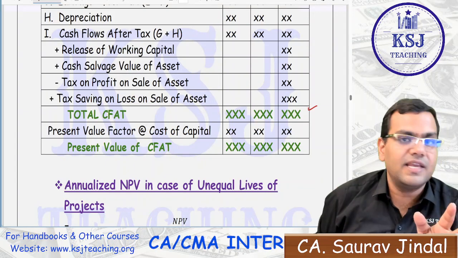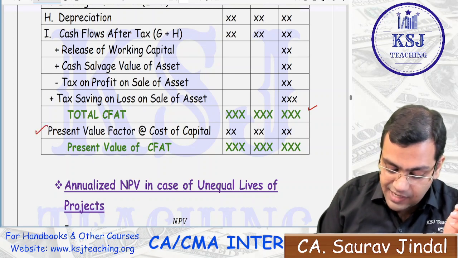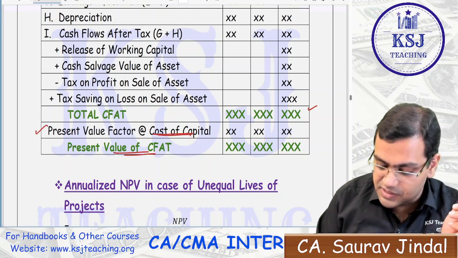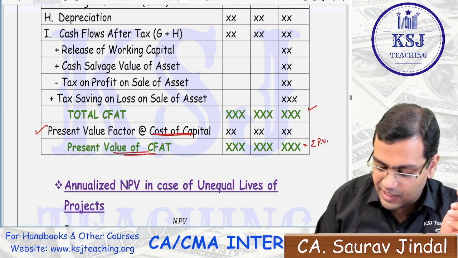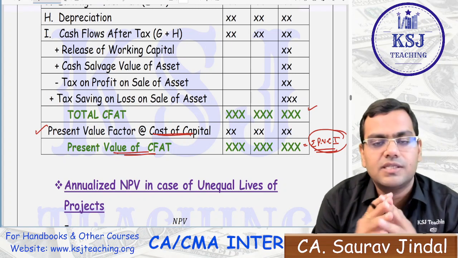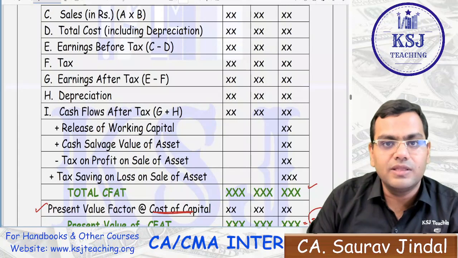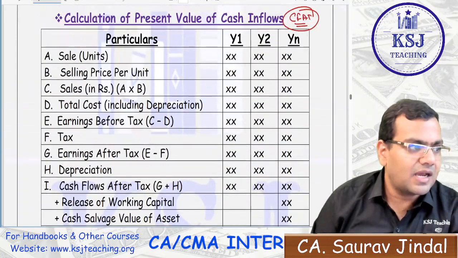Till the total CFAT. Now what will you do? You will calculate the present value of the CFAT. Present value of CFAT and the sum total of it will be present value of cash inflows. Right? Rest is all dependent upon the question. The question will revolve around this part only. This is how you will have to prepare.